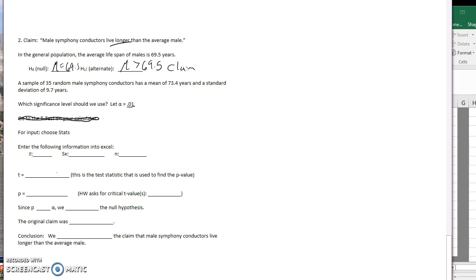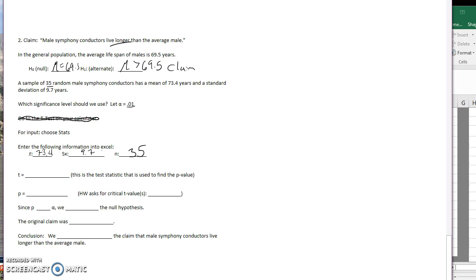Let's pick our input stats. We know our sample size is 35. That's what it says right here. We have a sample mean of 73.4 and a standard deviation of 9.7.